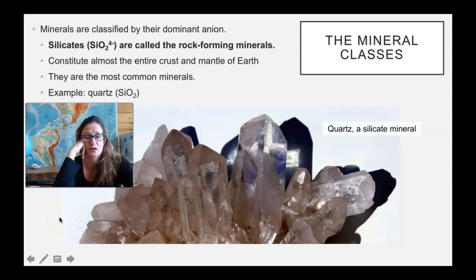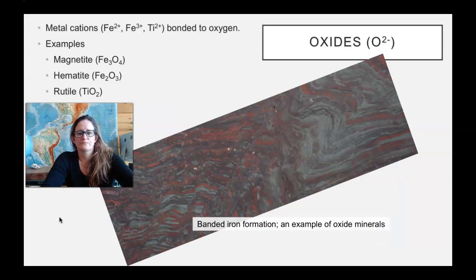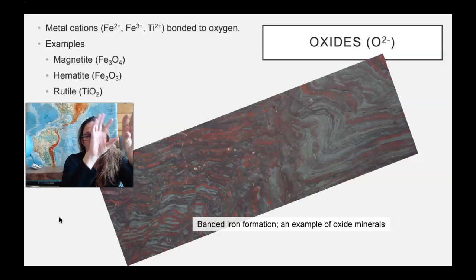The silicates are classified as the rock-forming minerals, and almost all of the Earth's crust and mantle are these rock-forming minerals. They are the most common minerals. They're the most common because the silica and the oxygen are the most common in the crust. The main example is quartz. So this is a quartz crystal here. It's a silicate mineral.